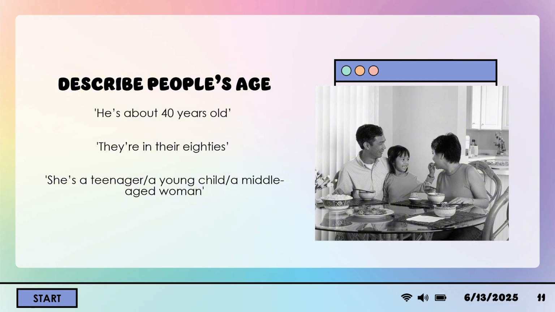Maybe they have white hair. Then you can say that they are in the 80s. Maybe they are 40s, 50s. Okay. Then describe the young child. She is a teenager or a young child or middle-aged woman. Okay, for this one, she's a young child trying to feed her grandmother, for example. Okay. So what do you see? What is the important thing? Describe it to me.